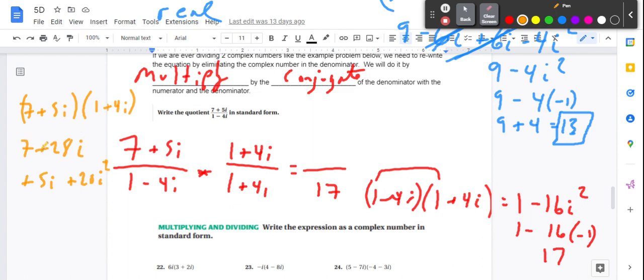So when we distribute this through and FOIL it, 7 times 1 is 7. 7 times 4i is 28i. 5i times 1 is 5i. And then 5i times 4i is 20i squared. We can simplify this down. The imaginary part, 28i plus 5i, is going to be 33i.